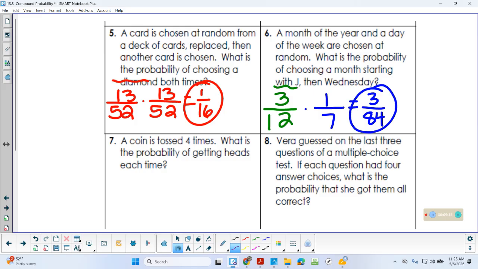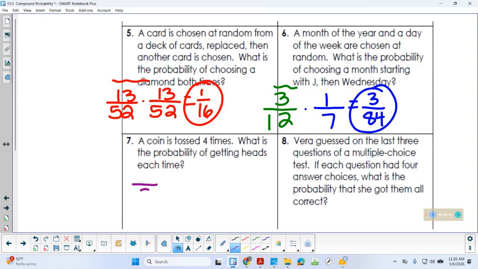I like it. Okay, a coin is tossed 4 times. What's the probability of getting heads each time? Now, you've told me already there's 2 outcomes on a coin. How many heads are there? 1. And it says we're doing this 4 times. So we have 4 of these 1 out of 2 fractions. So of course multiplying the top's easy. 1 times 1 times 1 times 1. 1. What's 2 times 2 times 2 times 2? 16. So that's 1 over 16.